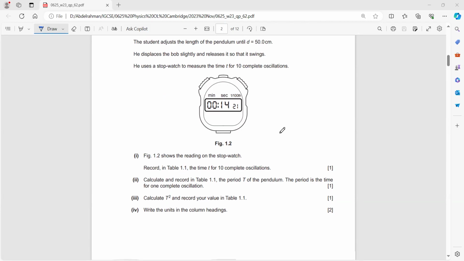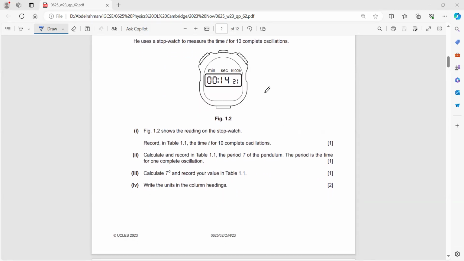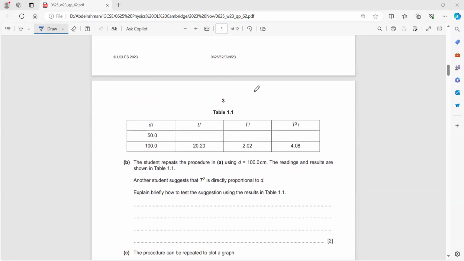Okay, the time is 14.21 seconds. Normal, the time here is 14.21 seconds. We will write it down as four significant figures. Why do we write it down as four significant figures? Because here it is also four significant figures, so we'll leave it as four significant figures.